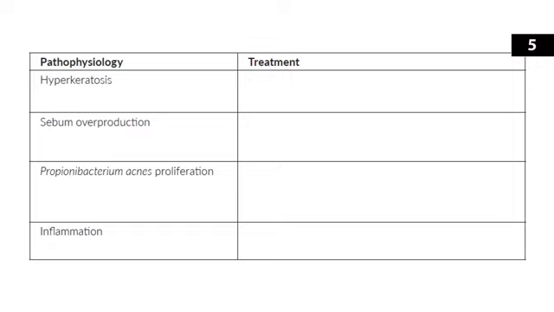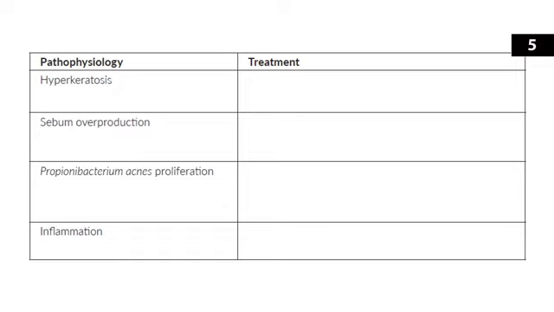Pathophysiology. Well, there are 4 components to acne. There's hyperkeratosis, too much keratin, sebum overproduction, Propionibacterium acnes proliferation, and inflammation. So let's talk about the drugs that we use to treat acne. They're going to address one or multiple of these 4 areas.